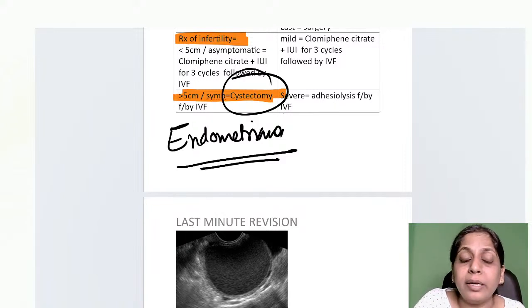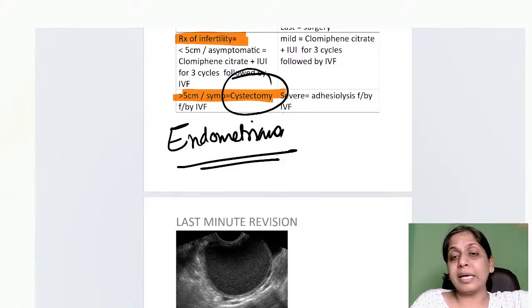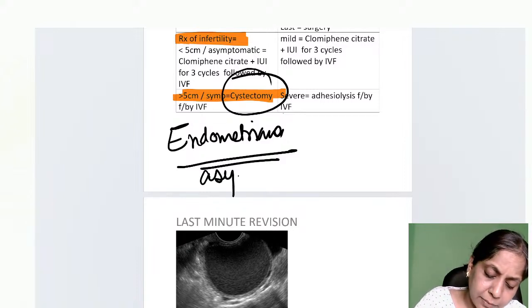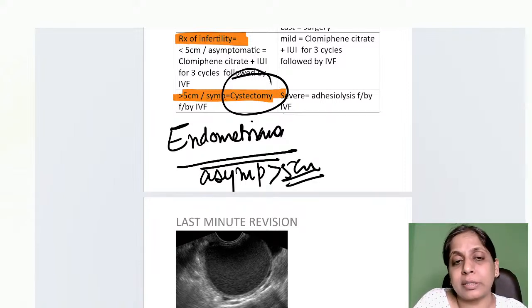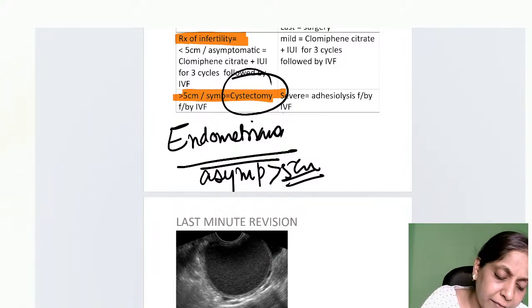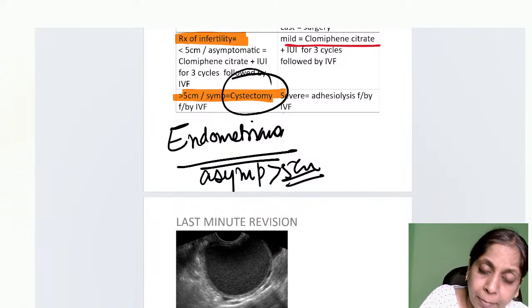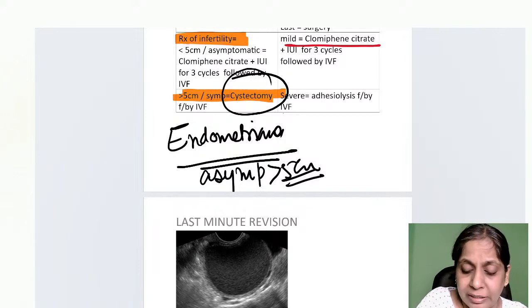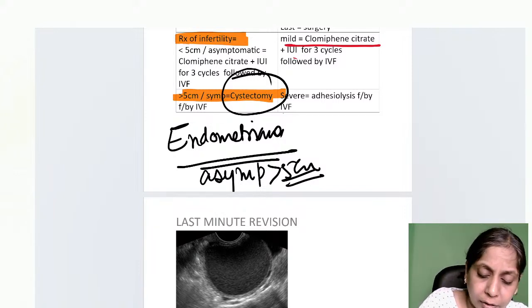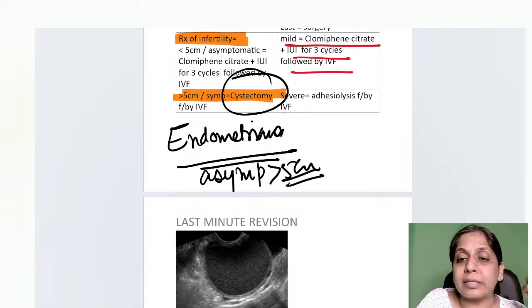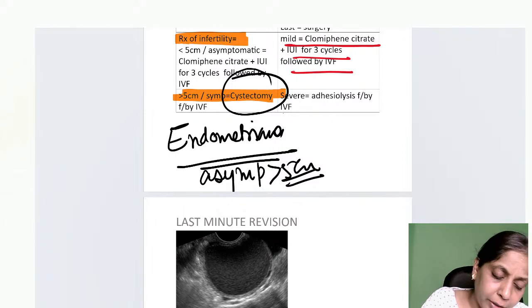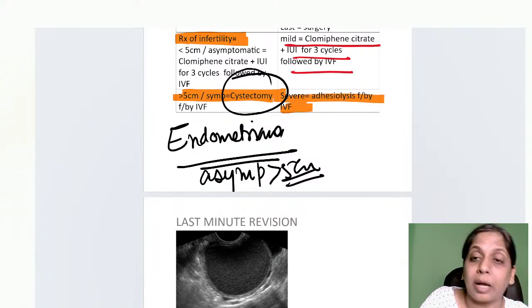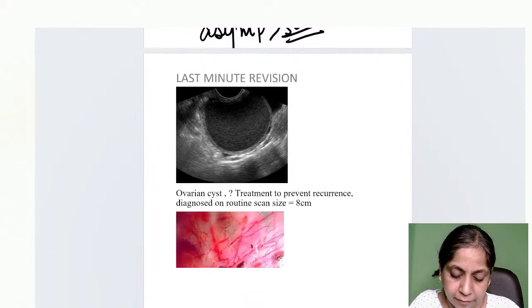Okay, even if it is asymptomatic and more than 5 cm, you have to do the cystectomy. No other surgery, no medical management. Whereas in the endometriosis, if it is mild, then we have to do clomiphene citrate and IUI for the 3 cycles. If it doesn't act, then IVF. And in the severe endometriosis, we have always to do the IVF.